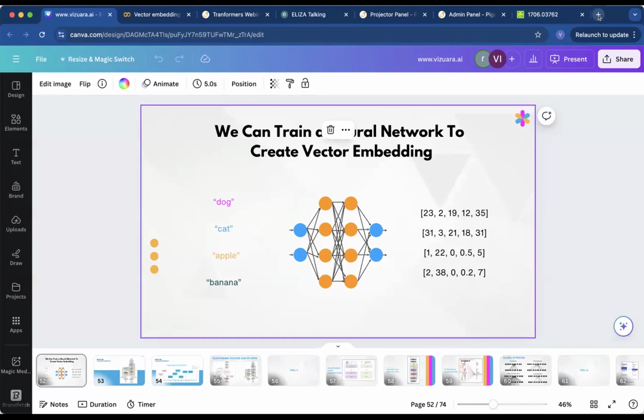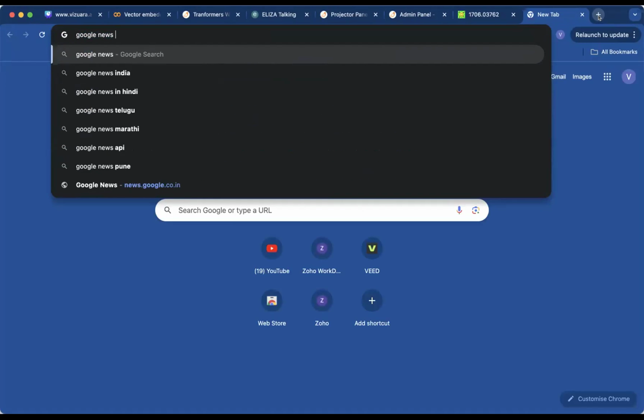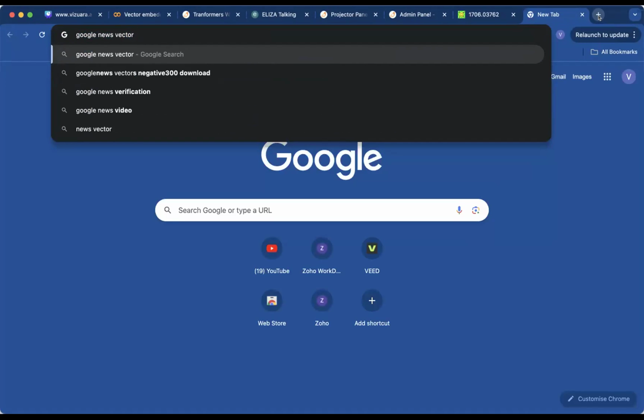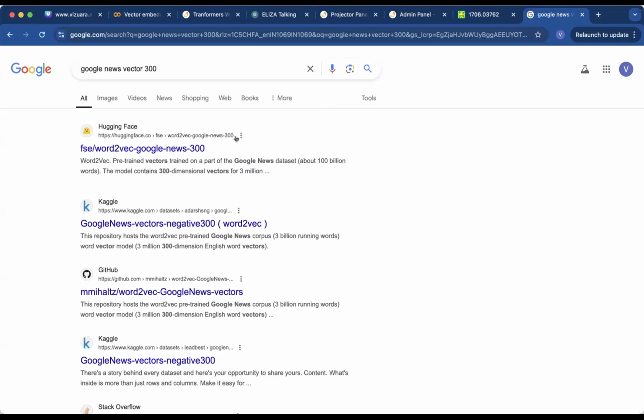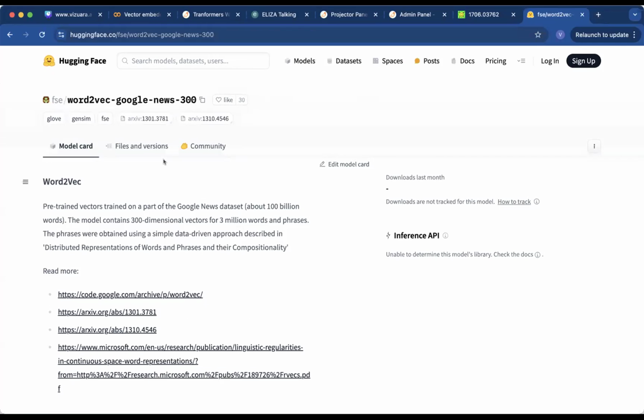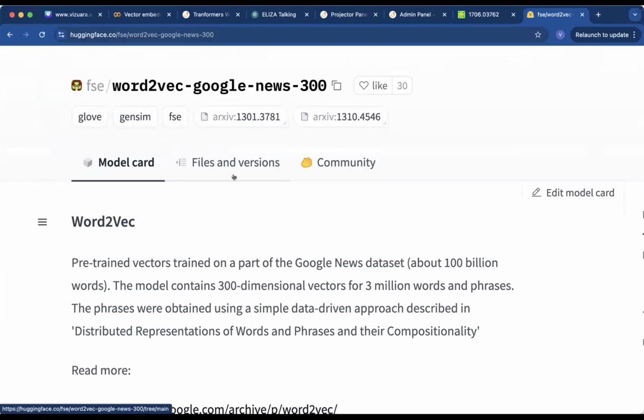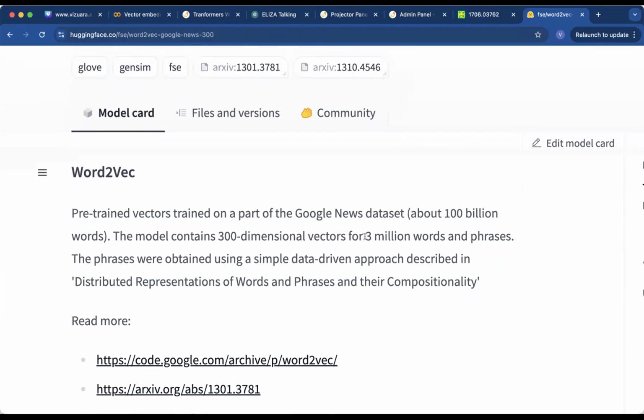So for example, there is a Google News vector 300. There is an already trained word2vec Google News data set. Here, 3 million words and phrases were taken for training. Based on this training data, a giant neural network was trained to construct the mapping from words into vectors, into 300 dimensional vectors.